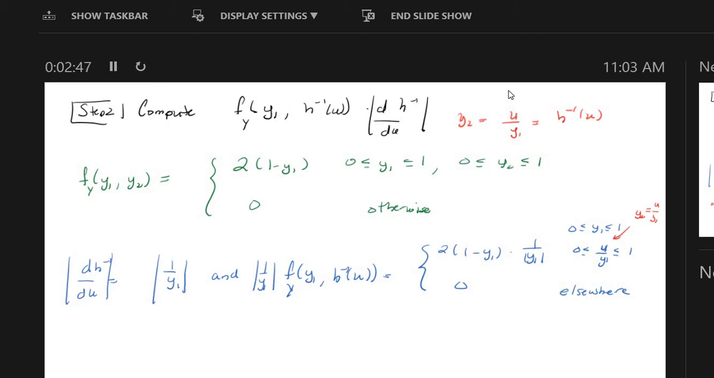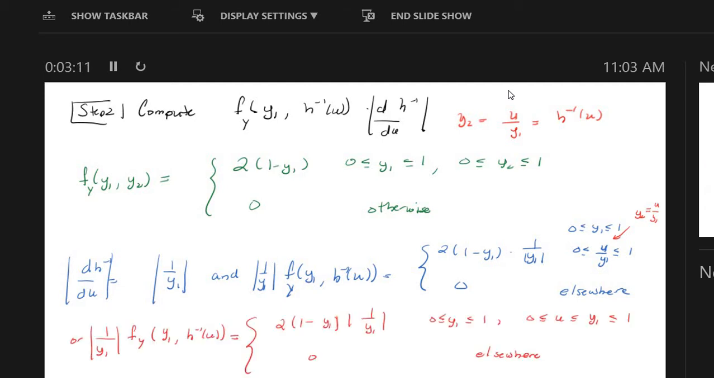And notice here I've substituted everywhere in for the y2 is u divided by y1. So y1 stays between 0 and 1 because it was held kind of fixed somewhere between 0 and y1. But the y2 is u divided by y1. So I have to replace that. And 0 elsewhere. And then you simplify that thing. And that's your PDF. So I think you should be able to do number 4 using this.